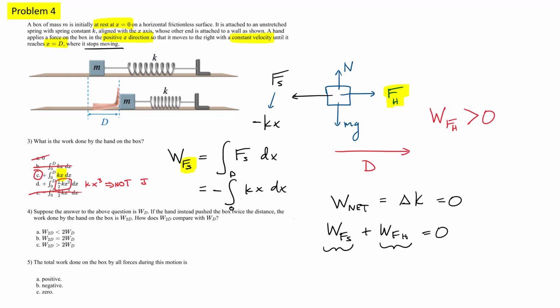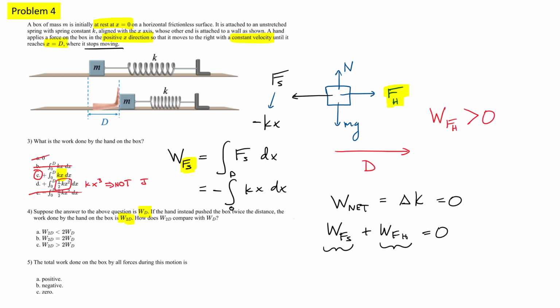Suppose your answer to the above question is work WD. If the hand instead pushes the box twice the distance, the work done by the hand on the box is the work with a 2D in the subscript. How does the work compare one versus the other?